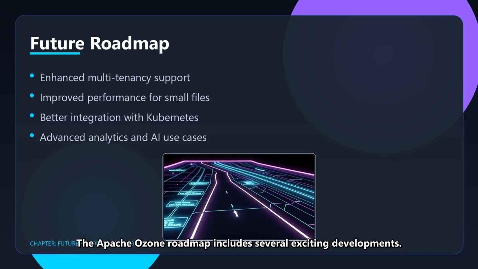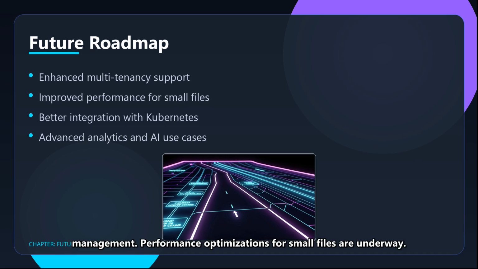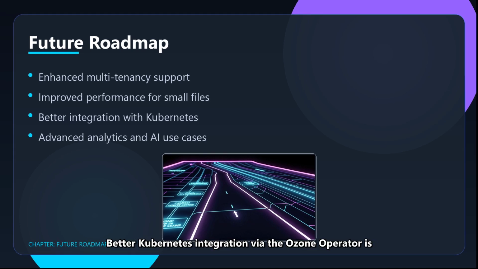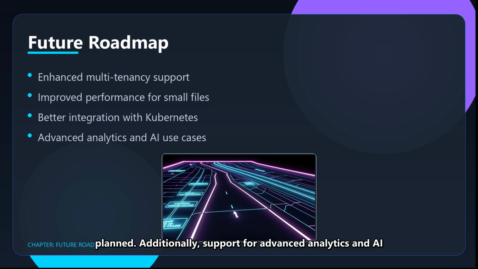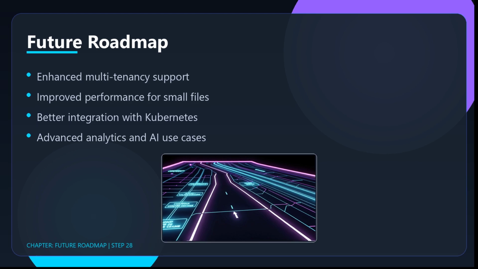The Apache Ozone roadmap includes several exciting developments. Enhanced multi-tenancy support will improve isolation and resource management. Performance optimizations for small files are underway. Better Kubernetes integration via the Ozone operator is planned. Additionally, support for advanced analytics and AI use cases will expand Ozone's applicability.